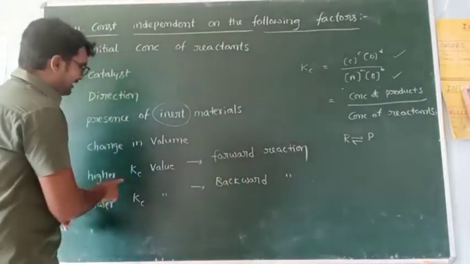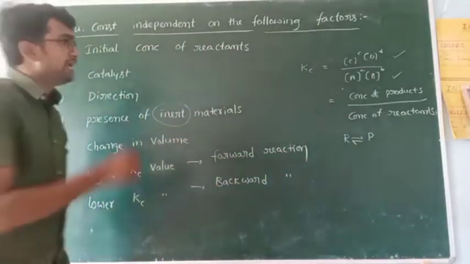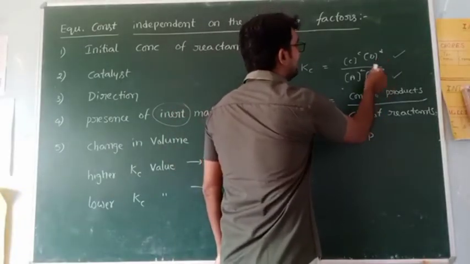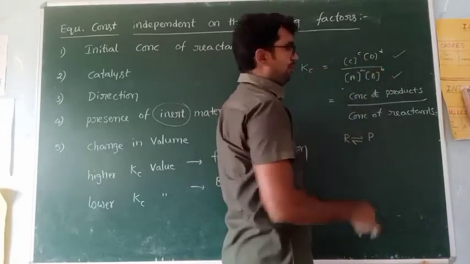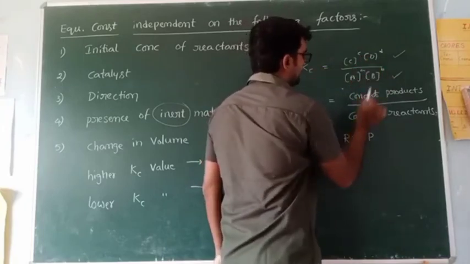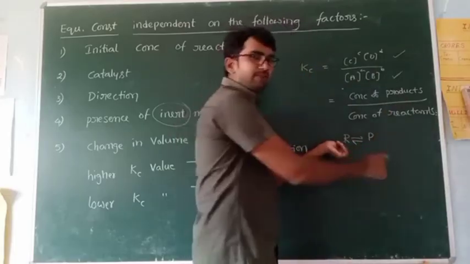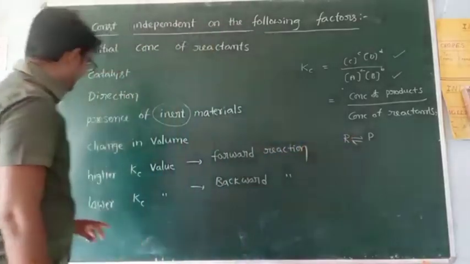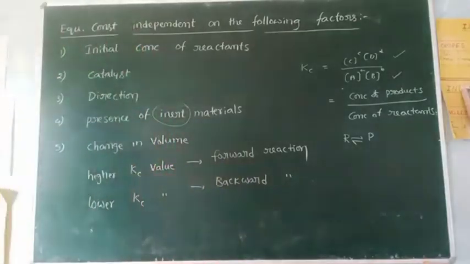If the concentration of products increases, it is a forward reaction. That's why a higher Kc value indicates the reaction must be a forward reaction. Okay. When the Kc value is low, the denominator value is more compared with the numerator value, so Kc value is low. The concentration of reactant terms are more, which means products are converted to reactants. So it is a backward reaction. That's why a lower Kc value indicates backward reaction. These are the independent factors of the equilibrium constant.